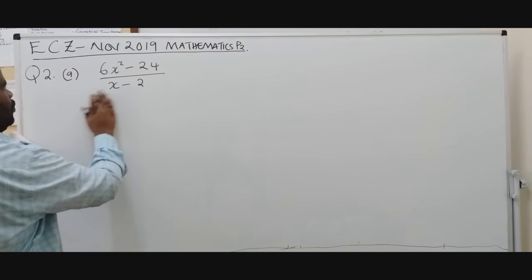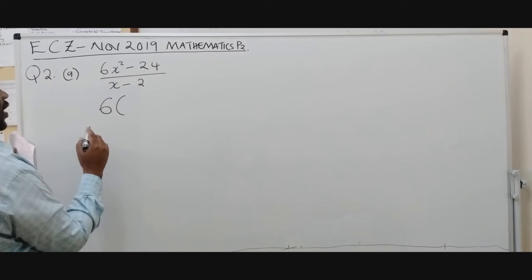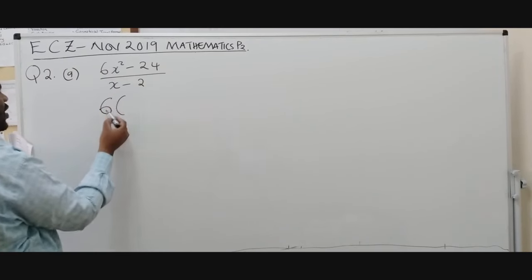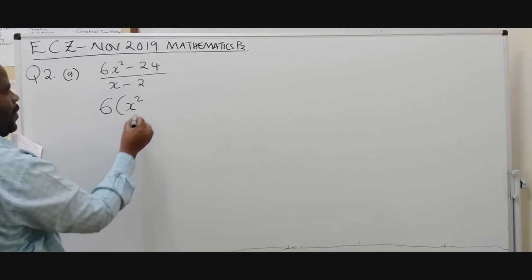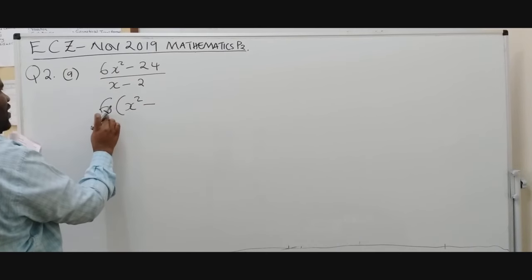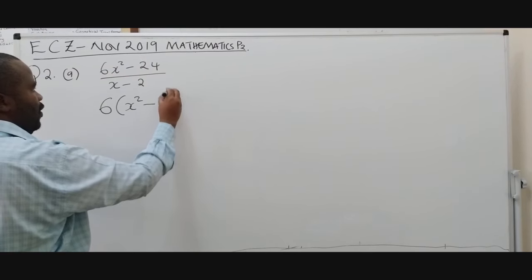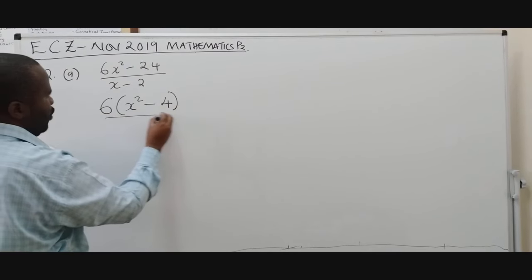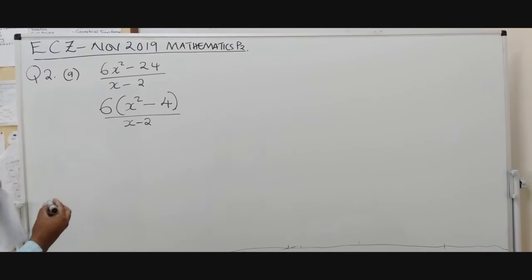Okay, so you say 6, open the bracket. What is 6 into 6? 1. 6 and 6 will cancel, remain with what? x squared. Minus. What is 6 into 24? You get what? 4. Okay. Then you bring down your x minus 2 because you don't have any other way of dealing with this one.